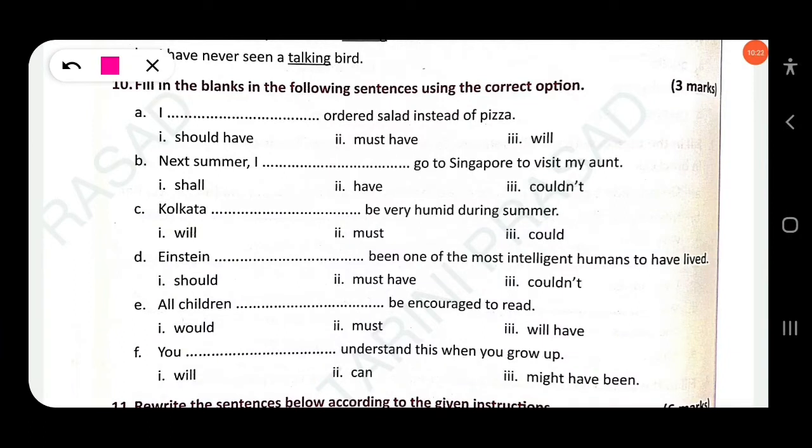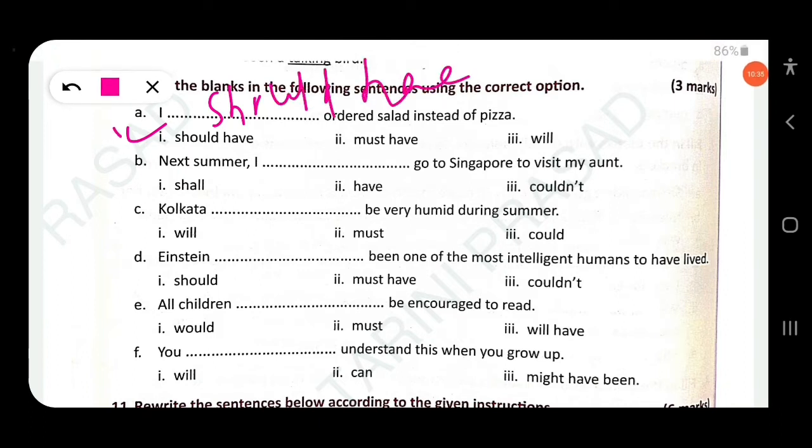Then next, fill in the blanks in the following sentences using the correct option. I dash ordered salad instead of pizza. So here the first option, I should have. I should have ordered. The first option will be correct.